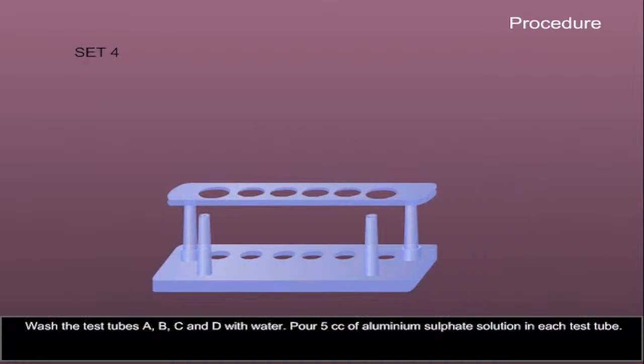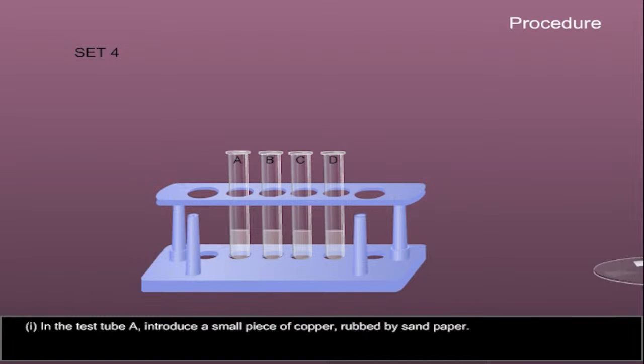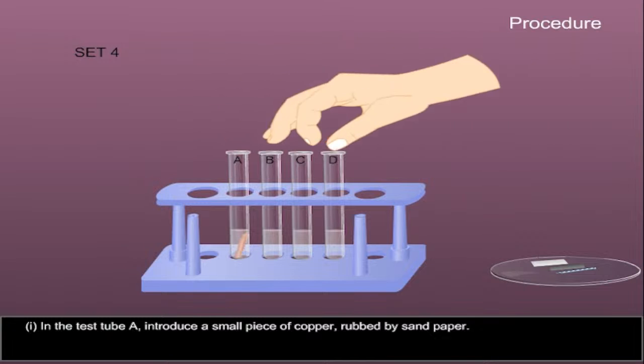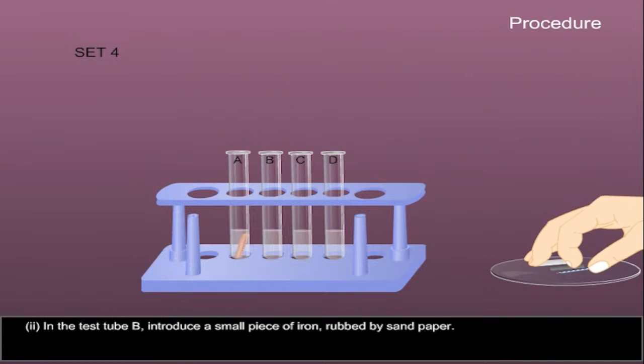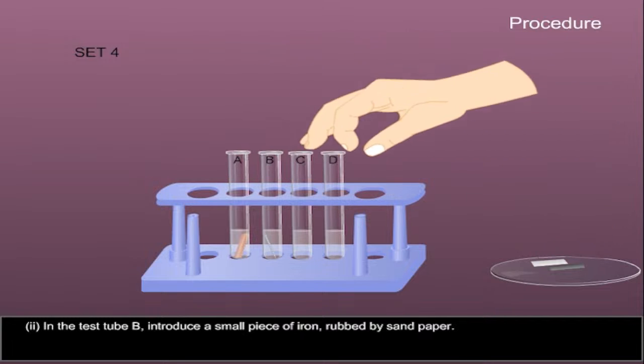Set 4. Wash the test tubes A, B, C and D with water. Pour 5 cc of aluminium sulfate solution in each test tube. In the test tube A, introduce a small piece of copper rubbed by sandpaper. In the test tube B, introduce a small piece of iron rubbed by sandpaper.